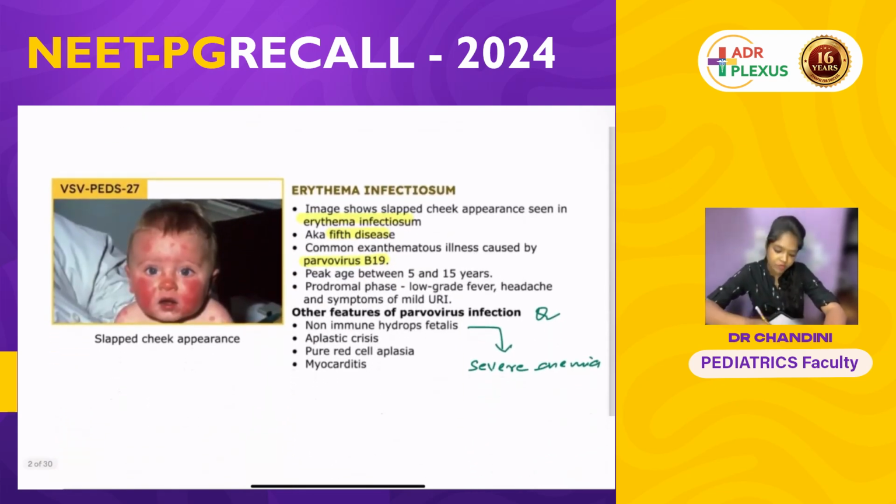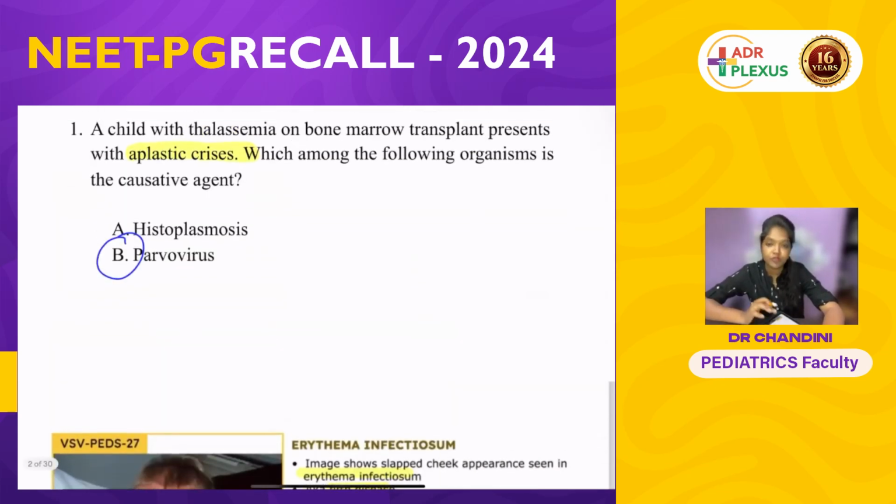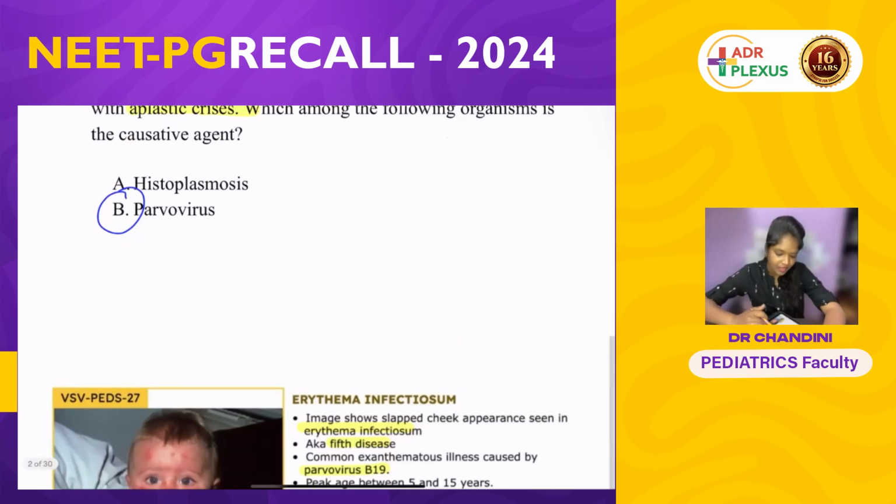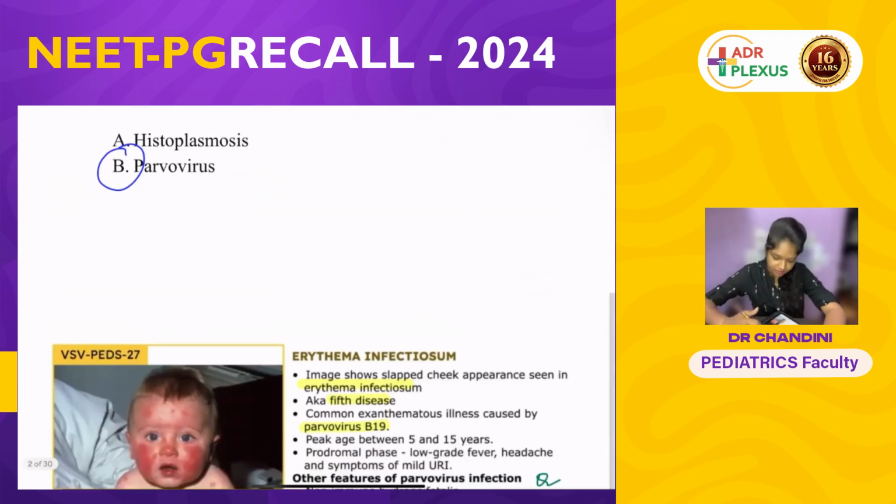This is also from our VSV. Erythema infectiosum is caused by parvovirus. The other things caused by parvovirus are non-immune hydrops fetalis in the fetus, aplastic crisis in bone marrow transplantation or in sickle cell anemia patients, pure red cell aplasia, and myocarditis. These are the other features of parvovirus B19, and this was also a repeat topic from INI-CET 24. So the answer is parvovirus.